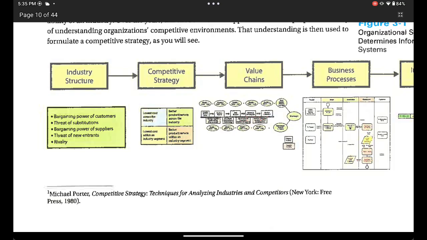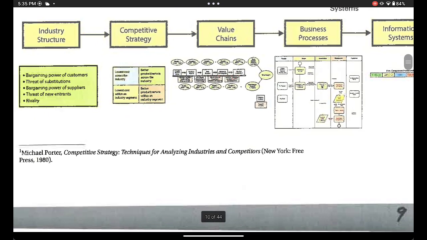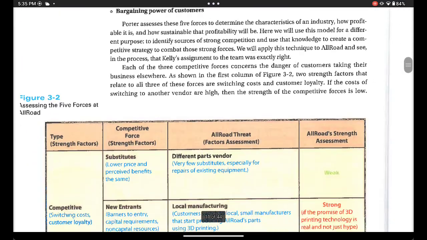Then value chains is basically how the product gets from the raw material to the finished product. Basically, value chains, everything happens from the time you get the raw materials for the product to when you sell the product to the customer and give it to them in the hand. Everything that happens is a value chain. You add value. Then obviously there's business processes and information systems. Well, we're going to cover that all now. Right? So we covered this.